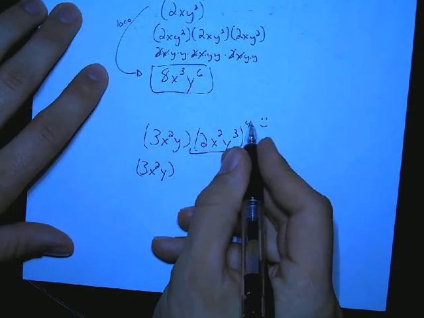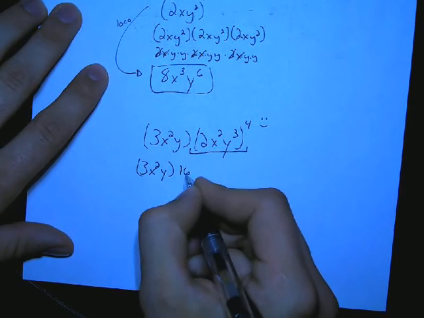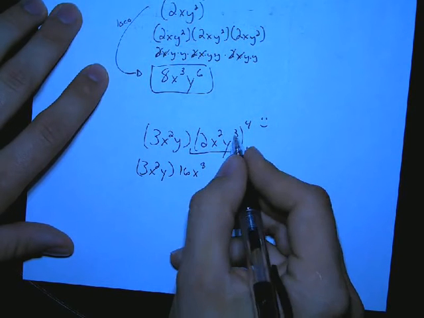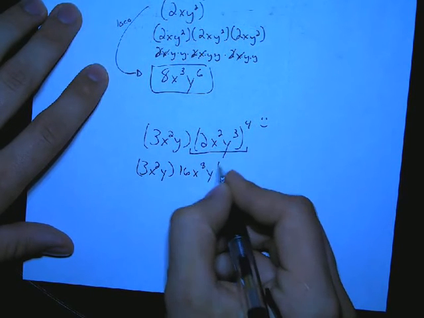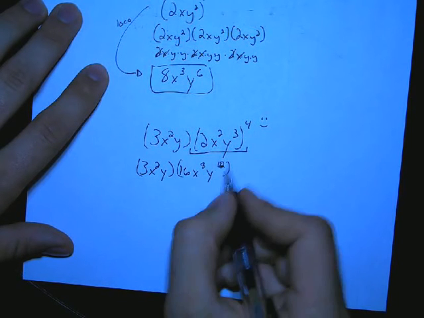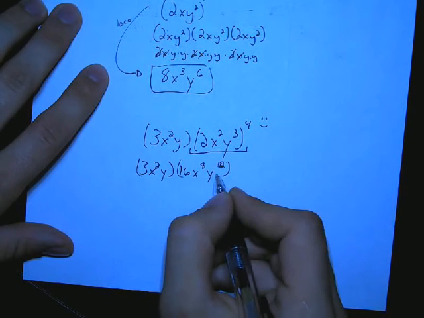2 to the 4th power is 16. x squared to the 4th power is x^8. And then y cubed to the 4th power is y^12. Alright. So we have this one all pieced together.